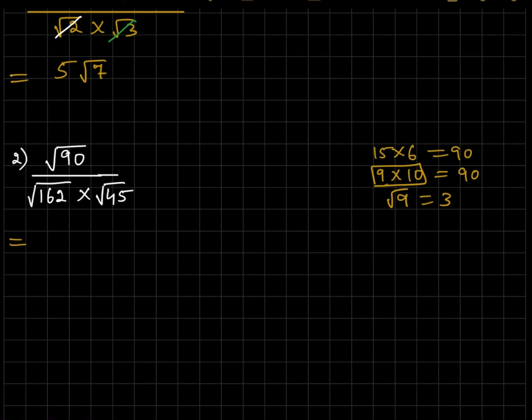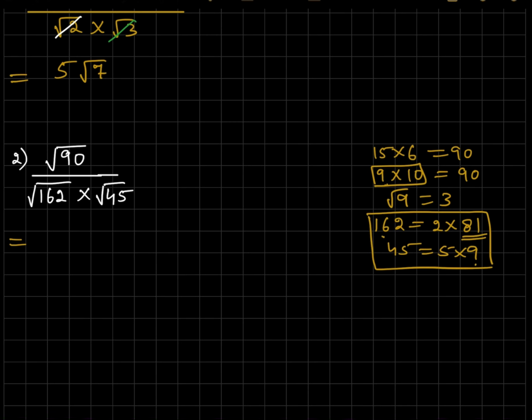Same way, square root of 162. I can write 162 as 2 times 81. 81 is a perfect square, right? Then 45 can be written as 5 times 9. So 9 is a perfect square. So keeping all these things in mind, we will simplify our question.